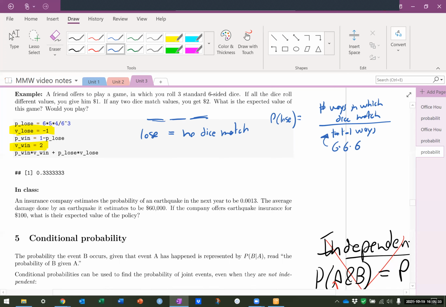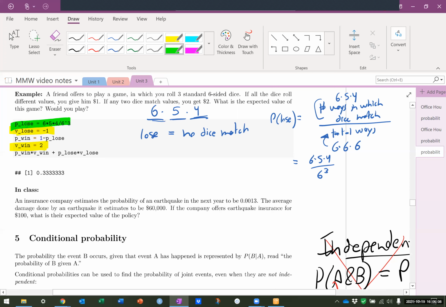And if you don't want them to match, the number of ways in which they don't match: there's 6 ways to roll the first one, but whatever you get on that first die, you can no longer get it on the second die to make them not match. So there's 5 ways on the second die. And whatever you rolled for those first 2 dice, you cannot match it for the third die. So there's 4 remaining outcomes. So that would be 6 times 5 times 4, over 6 cubed. So that's what I have here, the probability of losing.